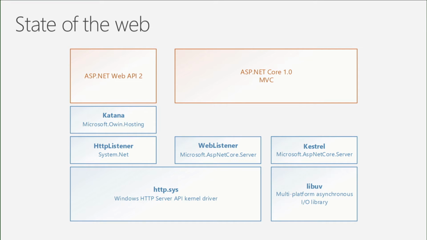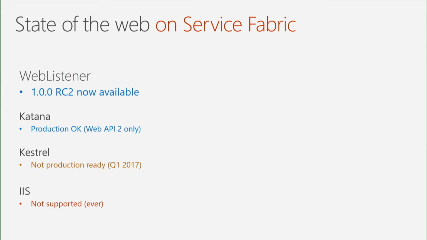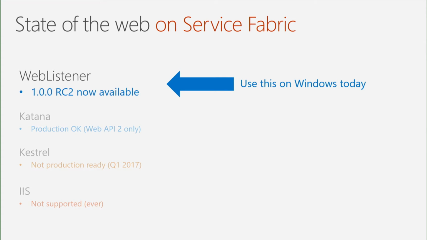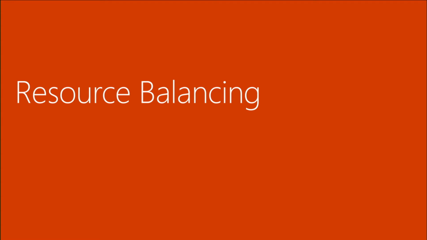In fact, we do have a prescriptive recommendation. These are your options for web servers. We don't support IIS. You may be able to do IIS inside a container, but as a regular service, IIS is not supported. And so what we recommend today on Windows is use Web Listener. This is currently in RC2 from the ASP.NET team, 1.0 RC2, and the RTM should be out fairly soon. So just something to know. And let's go on to resource balancing.